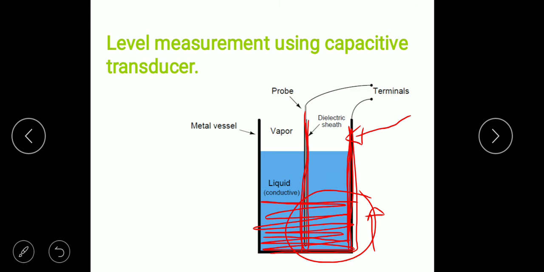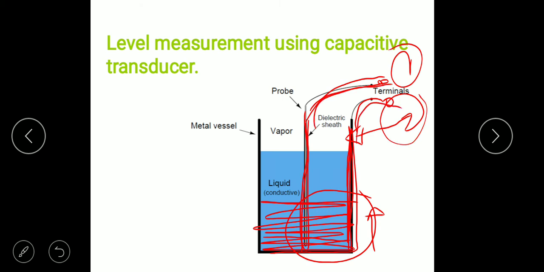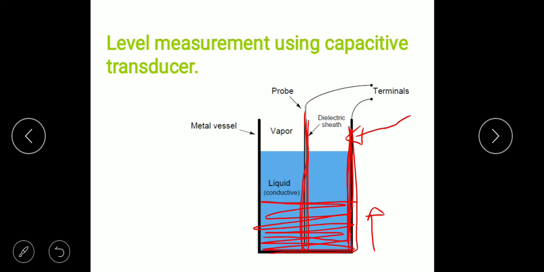The capacitance will change, and that change in capacitance will be measured by the leads which are coming from wire 1 and wire 2. Okay, these are the leads coming out and connecting to the circuit. These terminals are connected to the circuit, and through that circuit we will get the change in capacitance.